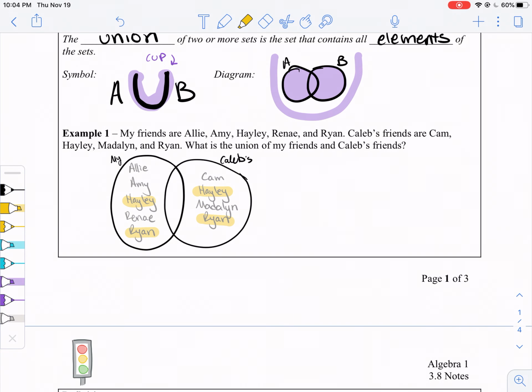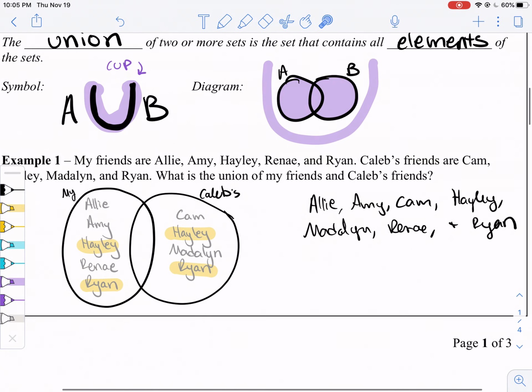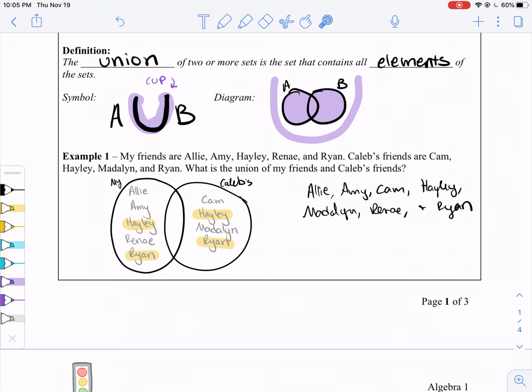So we don't want to count them twice, but we would just say the union of our friends is Allie, Amy. I'm going to go alphabetically. So we have Allie, Amy, Cam, Haley, Madeline, Renee, and Ryan. Do we have 7 people? Do we have 7 unique people? 1, 2, 3, 4, 5, 6, 7. Yes, we do. That's it. That's all of them together.